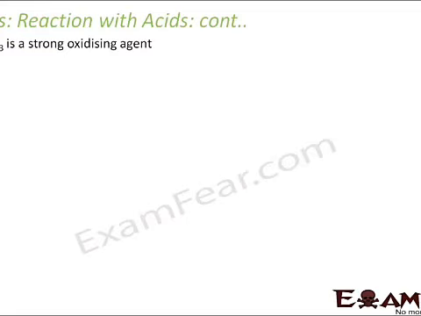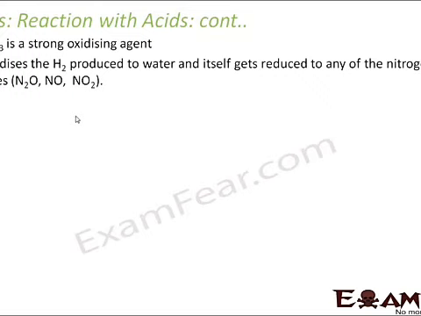Correct? Now in this case, nitric acid is a very strong oxidizing agent. So what is nitric acid going to do? We will see that. This nitric acid oxidizes the hydrogen produced to water, and itself gets reduced to any of the nitrogen oxides. Now normally, under normal conditions, what happens? Hydrogen gas is released. Correct? But in this case, because nitric acid is a very strong oxidizing agent, it will oxidize the hydrogen gas which was produced to water, and it itself will get converted into one of these oxides, nitrous or nitric oxides.